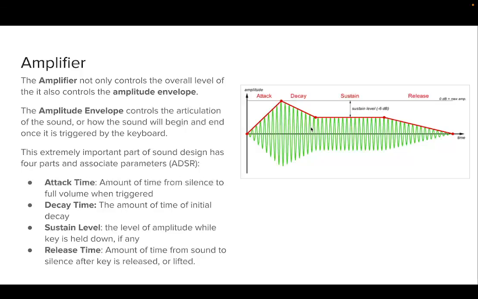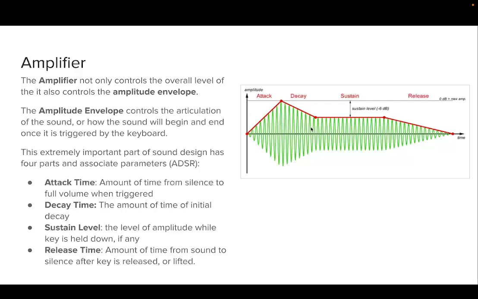Finally, the amplifier is the last and third module. The amplifier not only controls the overall level of the sound, but it also controls the amplitude envelope. The amplitude envelope controls the articulation of the sound, or how the sound will begin and end once it is triggered by the keyboard. This is an extremely important part of sound design.